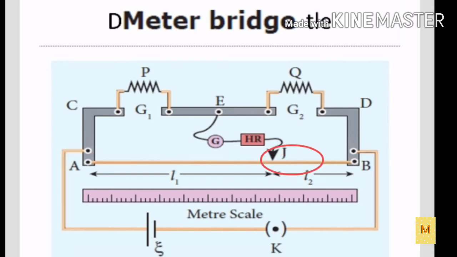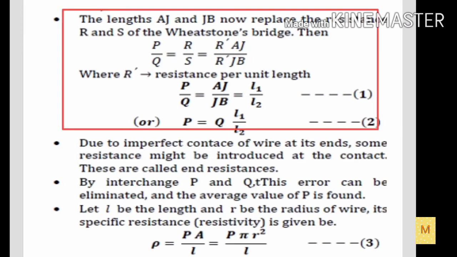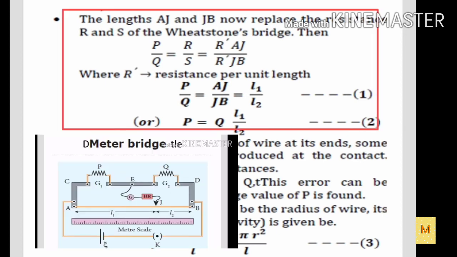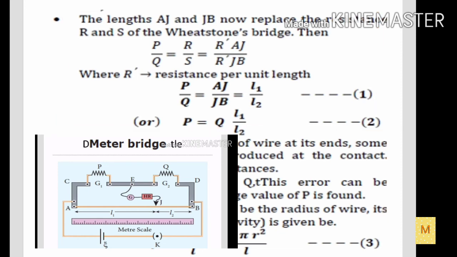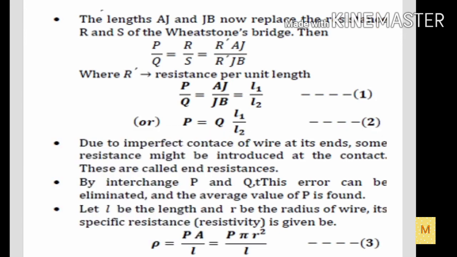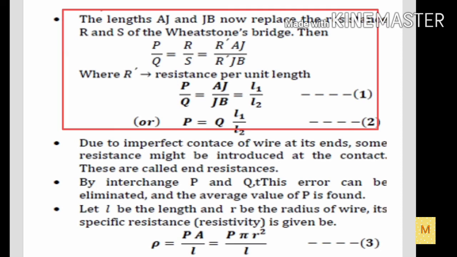The position of the jockey is adjusted on the wire in order to get zero deflection on the galvanometer. The lengths AJ and JB now replace the resistances R and S of the Wheatstone's bridge. Then P by Q equals R by S, which equals R dash into AJ divided by R dash into JB. After cancelling R dash, we get P by Q equals AJ by JB, which equals L1 by L2. This is equation 1, where P equals Q into L1 by L2. This is equation number 2. This equation helps to determine the resistance of the given wire.